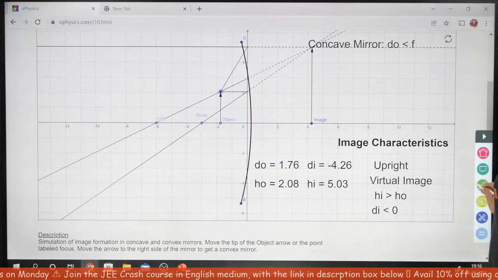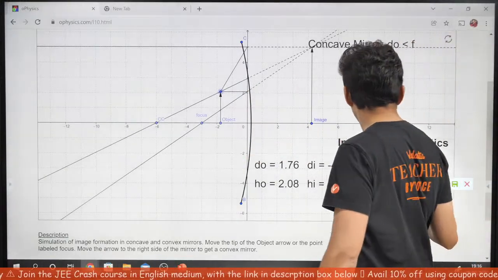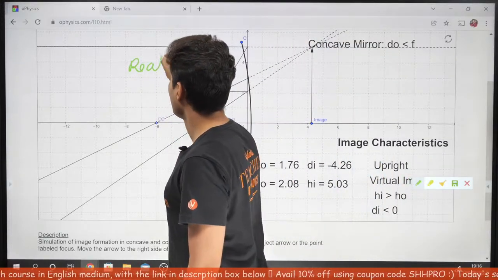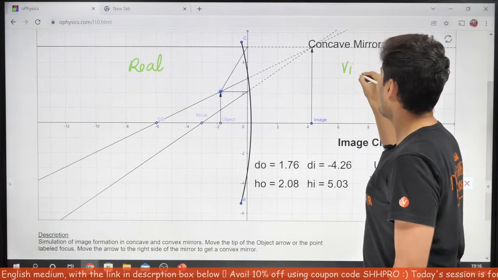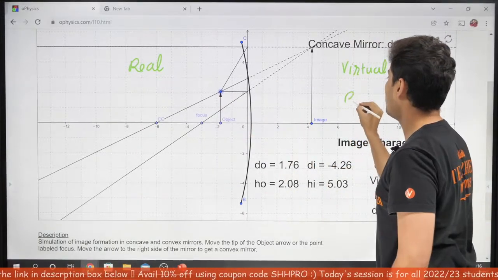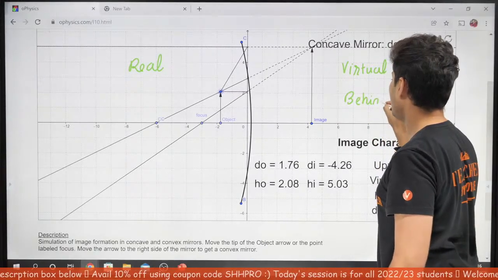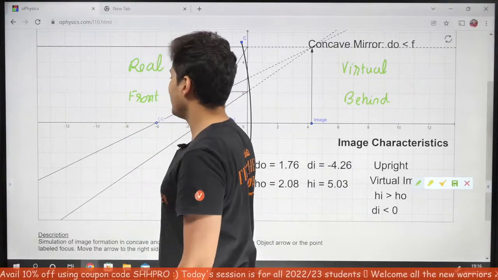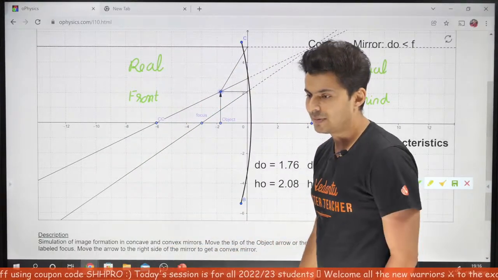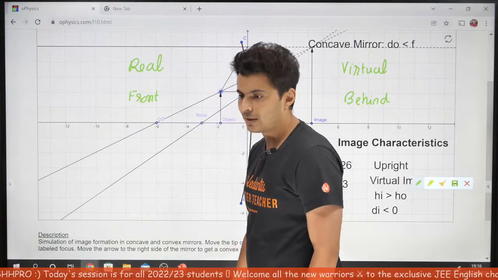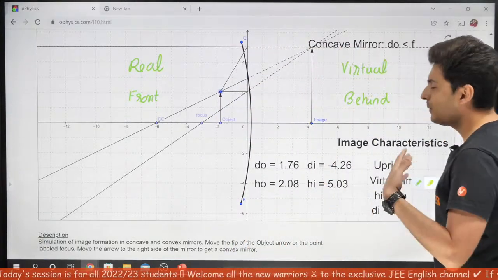Please understand, when the image is formed on this particular side, it will be real, whereas on this side it will be virtual. This will be virtual because it is formed behind the mirror. This is behind the mirror, and this is in front of the mirror where the rays actually meet. Do you see that? I hope this is clear. Very good. If you have any doubt, please let me know.